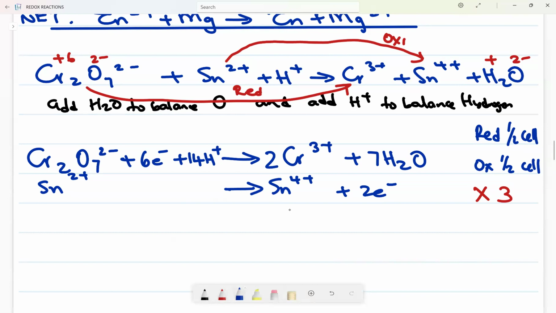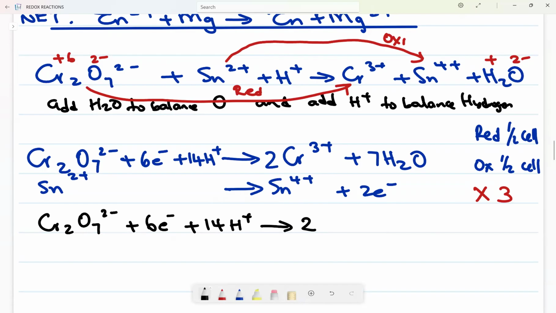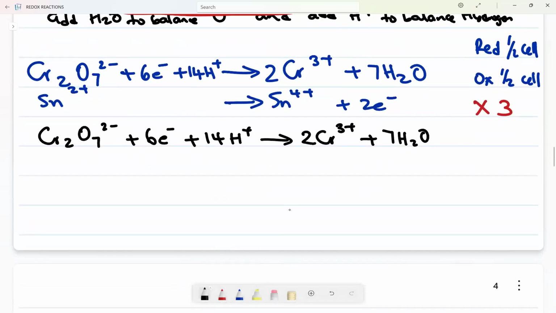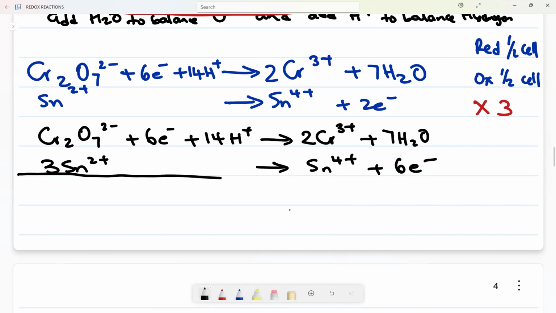When I multiply this by 3, I'm going to rewrite it again. It's going to be Cr2O7 2- plus 6 electrons plus 14 H+ forming 2Cr3+ plus 7H2O. And then, since I have multiplied by 3, it's going to be 3Sn2+ forming 3Sn4+ plus 6 electrons.